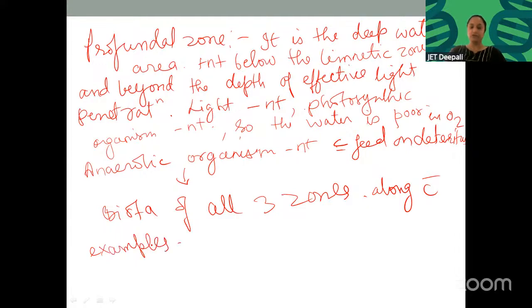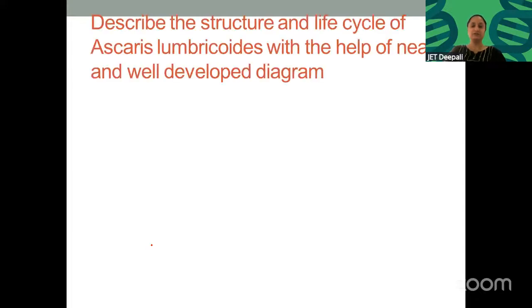Okay. Now coming to the next question. What is the next question? Describe the structure and life cycle of Ascaris lumbricoides with the help of a neat and labelled diagram. Now tell me, what is the phylum that includes Ascaris lumbricoides? These are called roundworms. Ascaris lumbricoides is commonly called a roundworm.